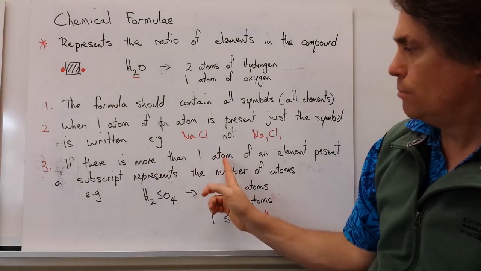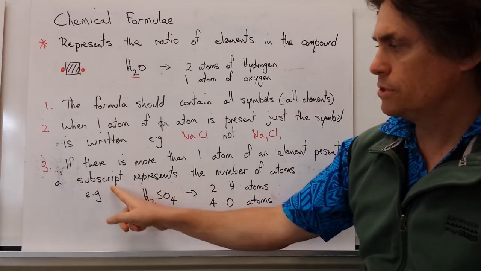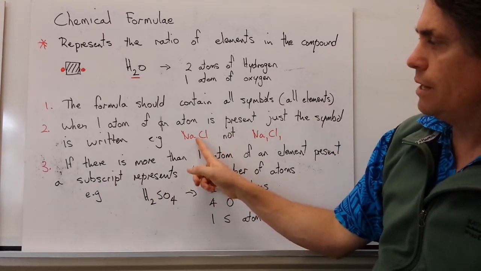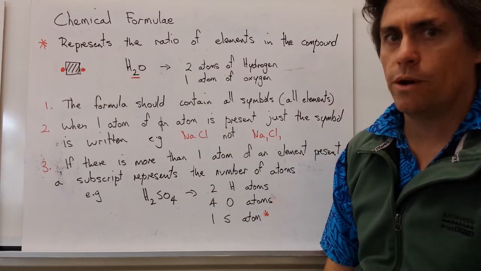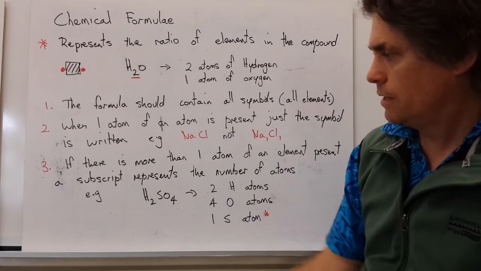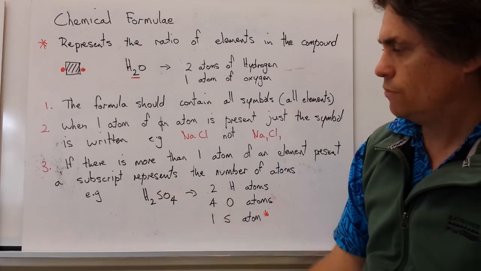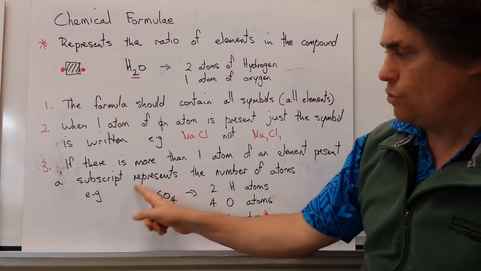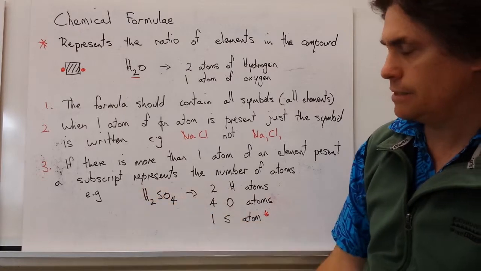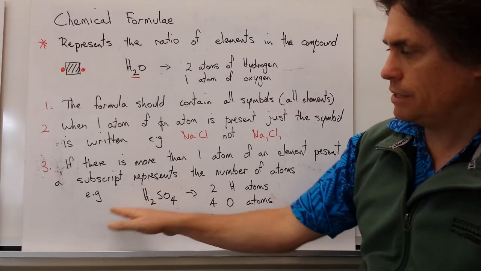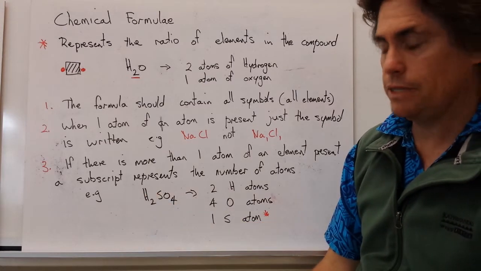If, on the other hand, there's more than one atom of an element, we need to represent that with a subscript, so a number below our element, to represent the number of atoms that we've got present of that particular element. So if we take an example here, our sulfuric acid, which is H2SO4, we see that we have two hydrogens, so the subscript is after the element. If it was before, it would mean the previous element. So it's always written after the element, or the symbol for the element.